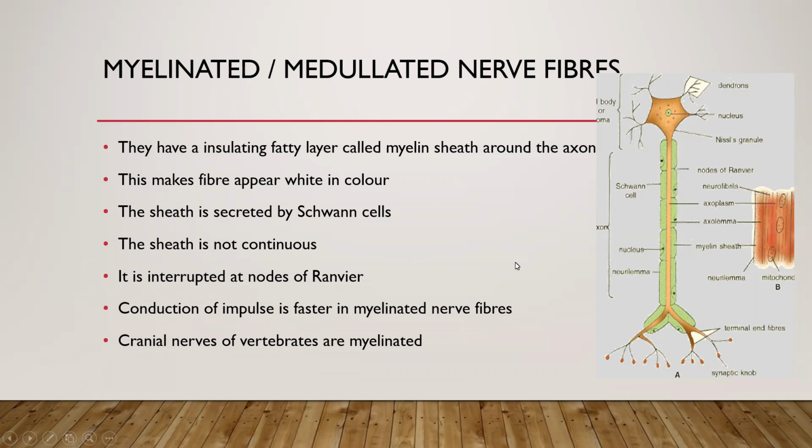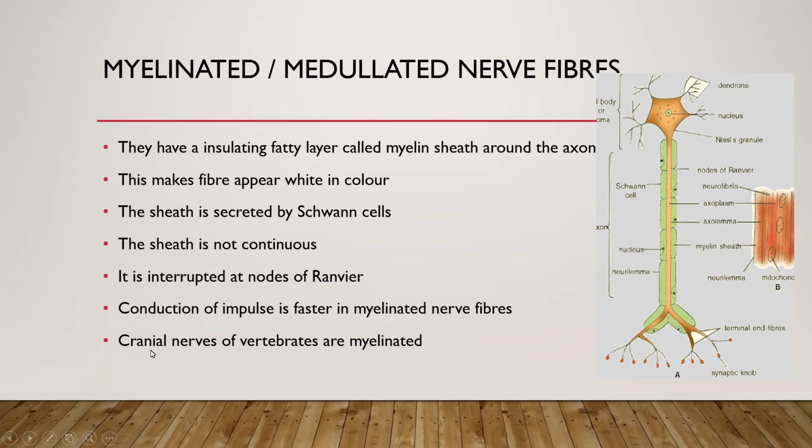The sheath is not continuous, as we had seen that in between the sheath there are intervals, and these intervals are called nodes of Ranvier. So it is interrupted at nodes of Ranvier. Conduction of impulse is faster in myelinated nerve fiber, as I said that it is an insulating fatty layer. Insulating means what? It helps in fast transfer of impulse. So that is called conduction of impulse is faster in myelinated nerve fiber.